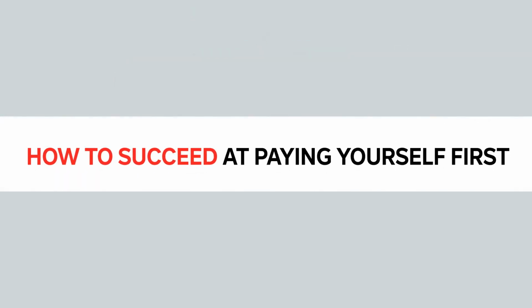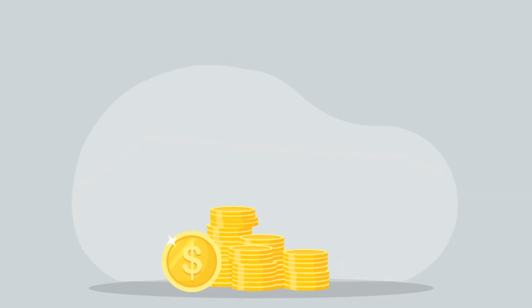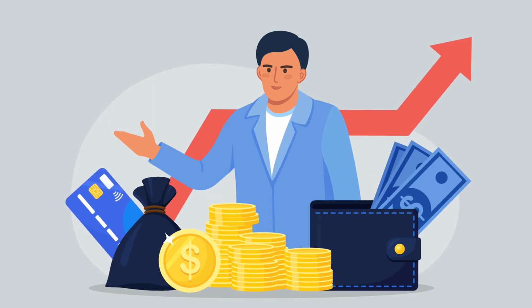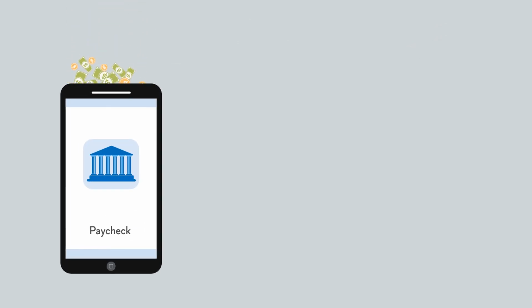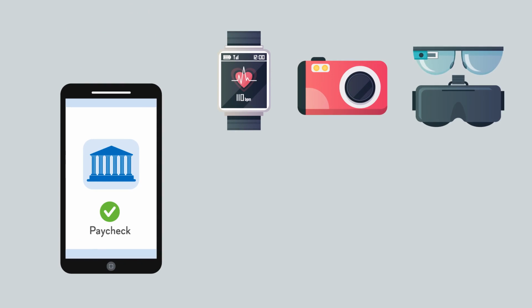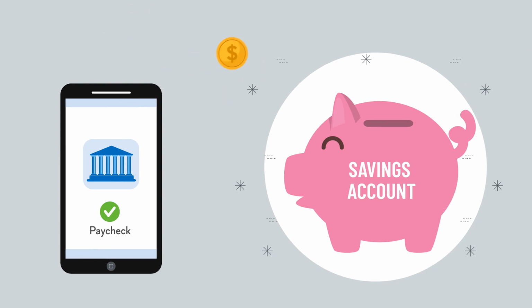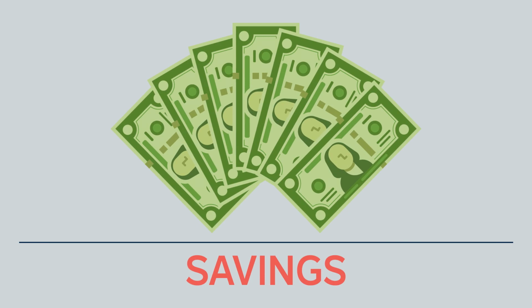How to succeed at paying yourself first. 1. Automate your savings. There's nothing like having systems in place to save ourselves from ourselves. When your paycheck hits your bank account, it might be tempting to use that money for the latest gadget or the big blowout sale. We know it's tempting. However, setting up automatic withdrawals from your paycheck or from your checking account into a savings account will help you succeed at paying yourself first. It reduces the temptation to spend money that you have earmarked for saving.